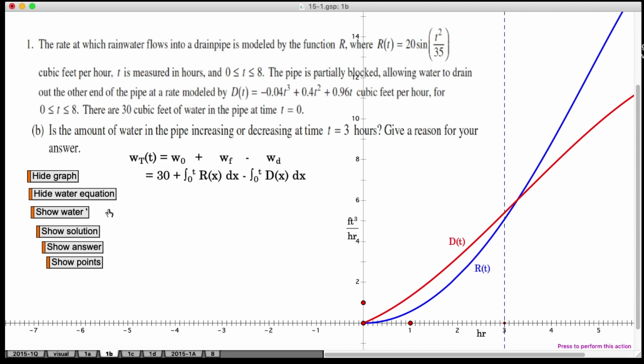If I differentiate this function, I'm going to get the derivative of W, W prime. The derivative of a constant is 0. The derivative of a definite integral, these are like inverses, I'm going to get R(t). The derivative of another definite integral, I'm going to get D(t). So the rate of change of water is going to be equal to R(t) minus D(t).